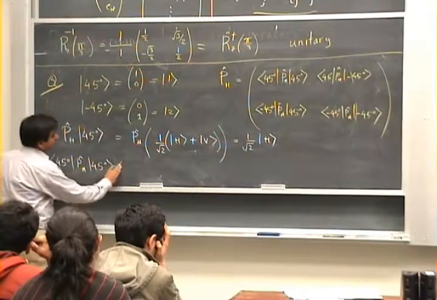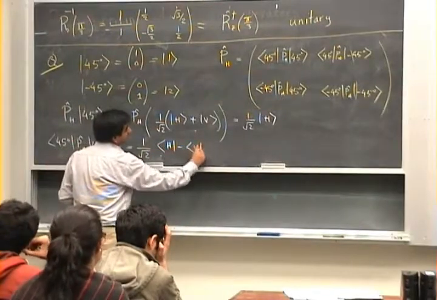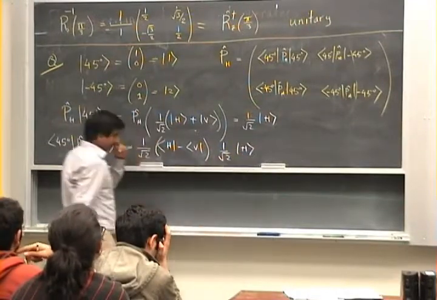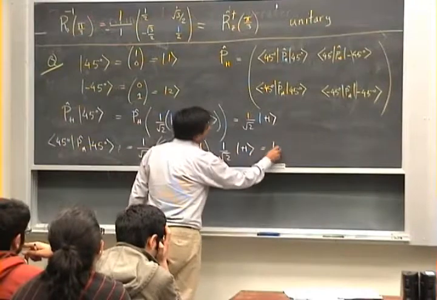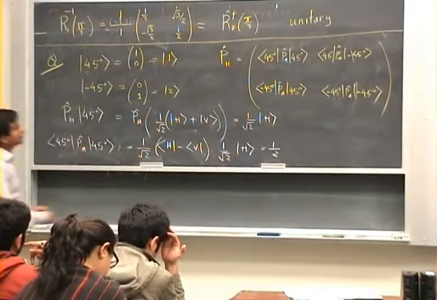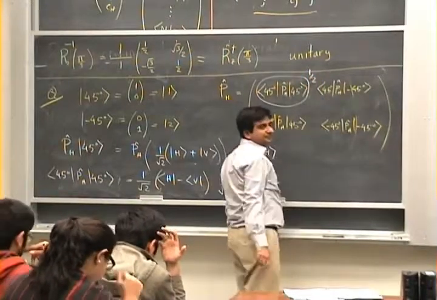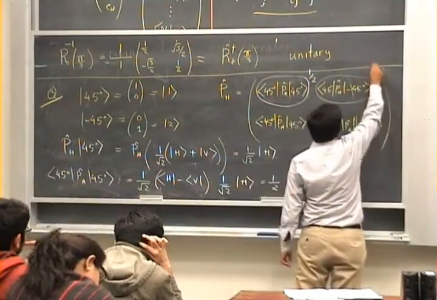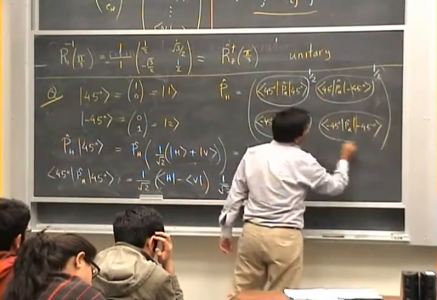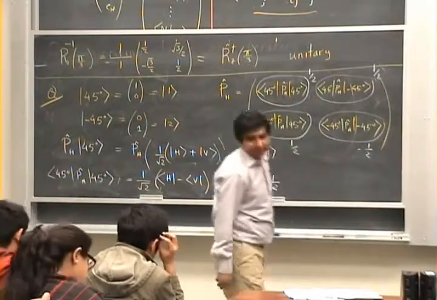But this bra 45 degrees is 1 over under root 2 ket H minus bra V, right? And this is simply 1 over under root 2, okay? And the result turns out to be 1 over 2. So this number is 1/2. This number is also 1/2. I'm missing the step. This is 1/2. This is minus 1/2, I think. Okay?